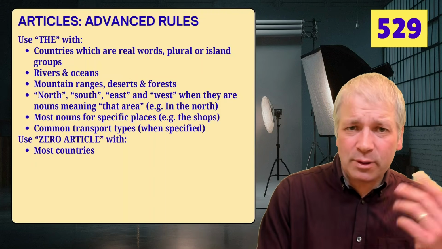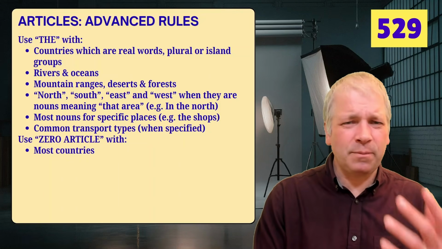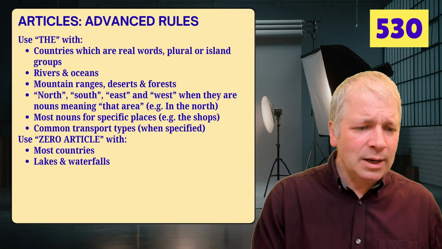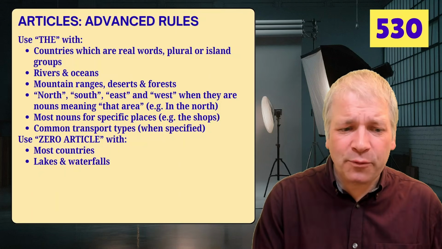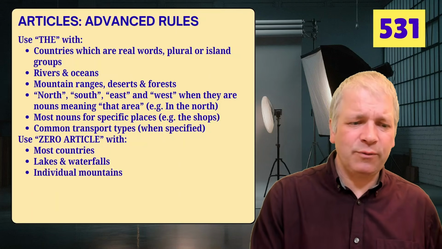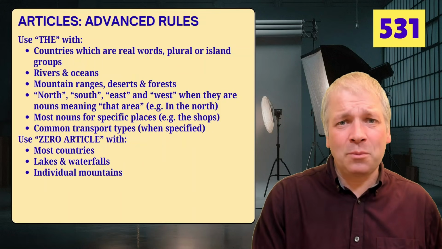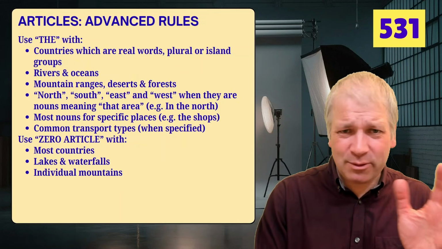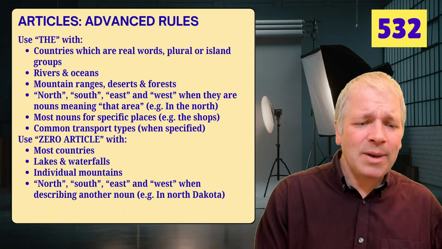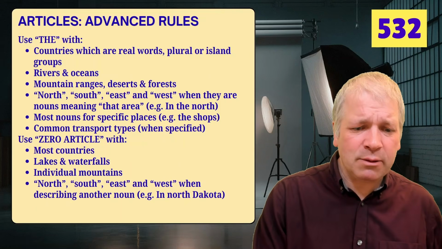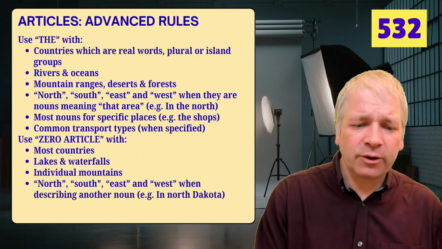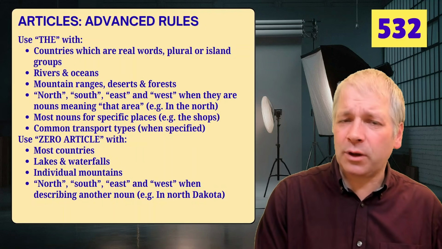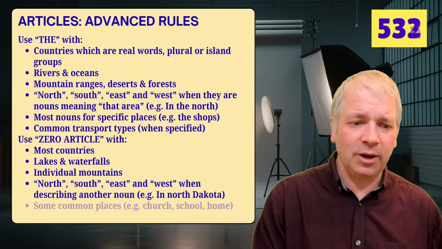So most countries use zero article: France, Spain, Switzerland. Lakes and waterfalls. Niagara Falls, for example, is a waterfall, no article in front of it. Individual mountains, so it's not the Mount Everest, it's just Mount Everest. Now, here's the exception with north, south, east, and west. When you're describing another noun, don't use the article. So not in the North Dakota, but just in North Dakota.